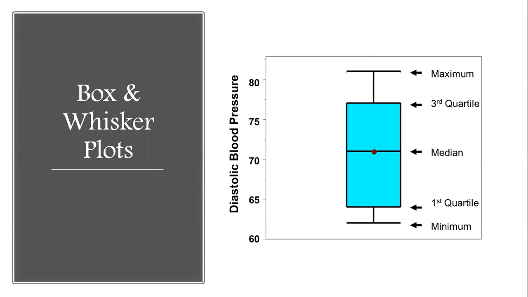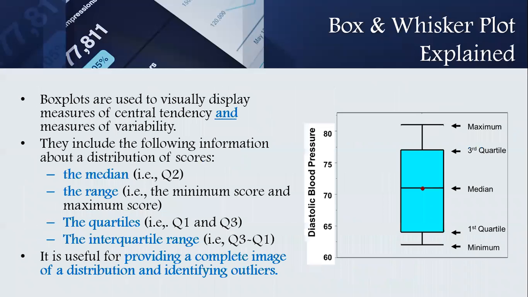Now let's discuss box and whisker plots. Box plots are used to display measures of central tendency and measures of variability. They include the following information about a distribution of scores: the median or Q2, the range, which includes the minimum score and maximum score, the quartiles, which include Q1 and Q3, and the interquartile range, which is Q3 minus Q1.